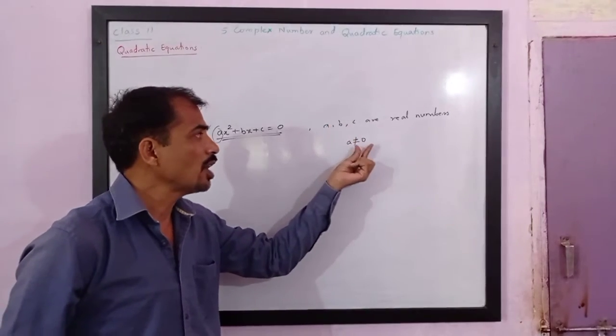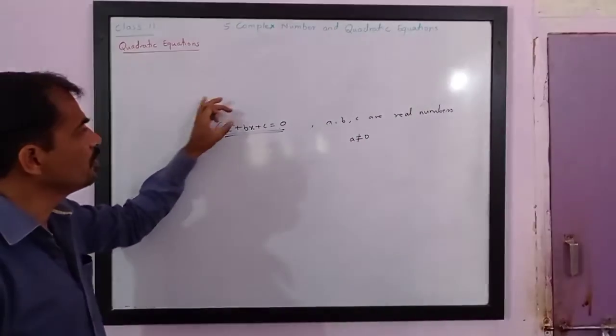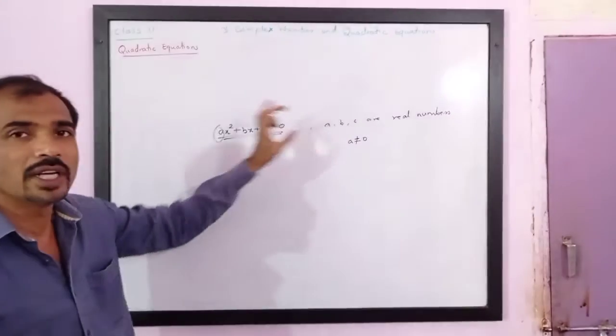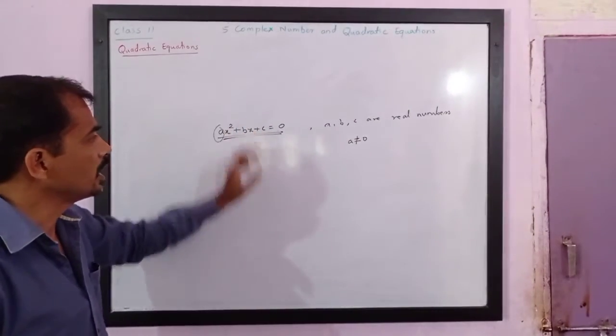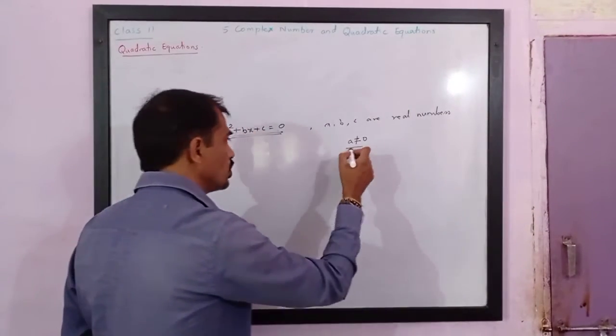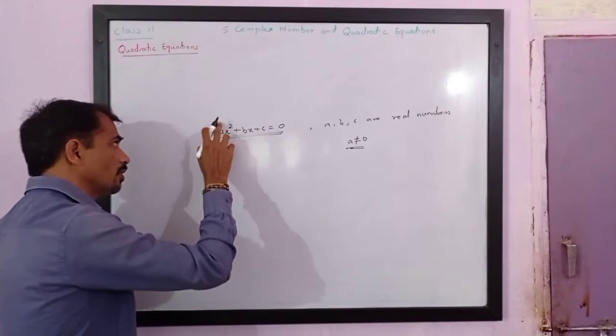And this a must not be equal to 0. If the quadratic coefficient is 0, then the equation will be linear, it will no longer be quadratic. So a must not be equal to 0. This is what we have studied about quadratic equations.